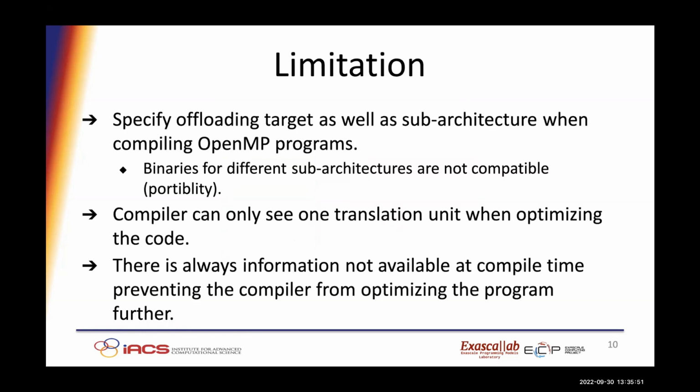The process we introduced above has some limitations. First, when we compile the program, we have to specify the sub-architecture. That is because device binaries for different sub-architectures are not compatible. Second, the compiler can only see 1 translation unit when optimizing the code. If we have function calls across translation units, we can't do much optimization. And lastly, no matter how smart a compiler is, there is always information not available at compile time, preventing the compiler from optimizing the code further.